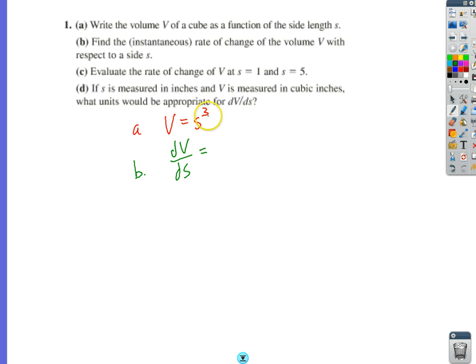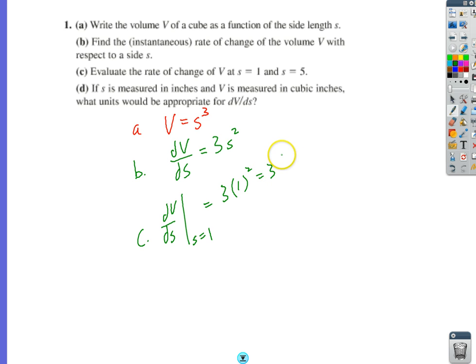I just used my power rule. It's 3s squared. Part C, they say evaluate the rate of change of V at s equals 1 and at s equals 5. So what they want me to say is, here's my rate of change, and I'm going to evaluate it when s is equal to 1. The big line there means evaluate. So then I go 3 times 1 squared. Well, that's just equal to 3.